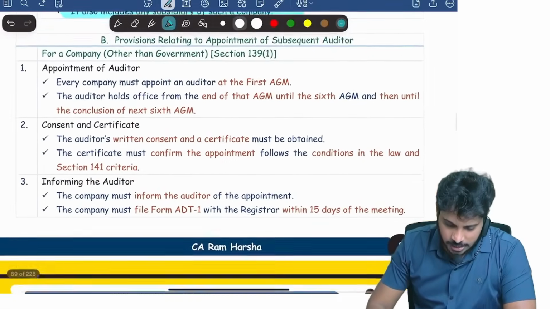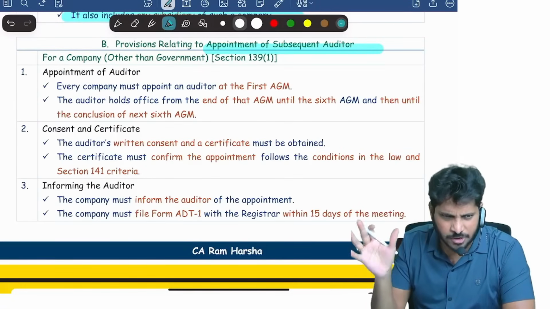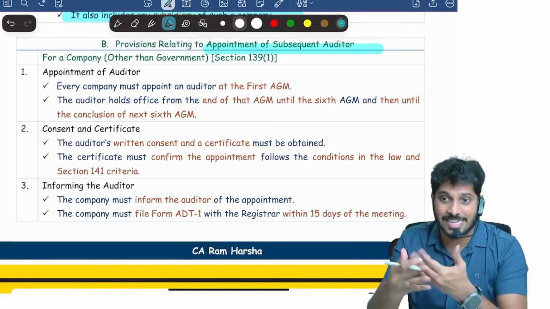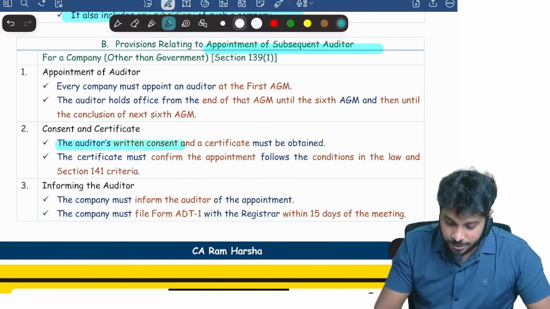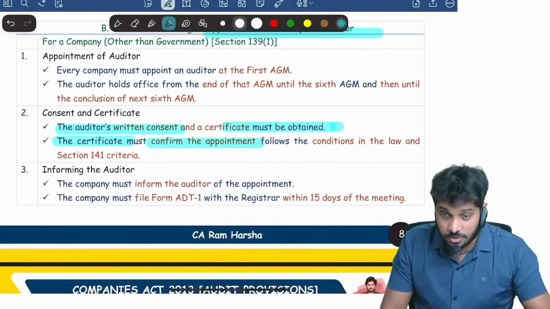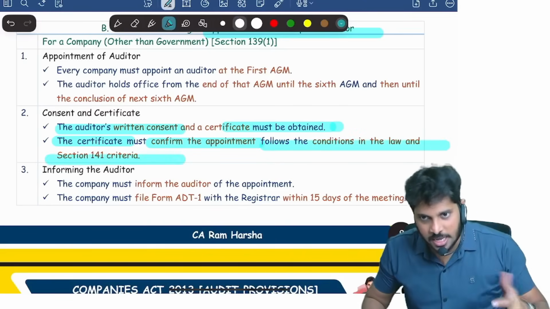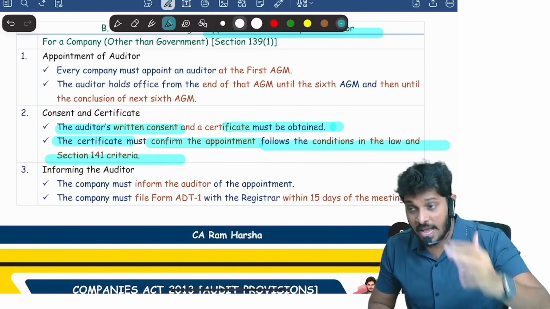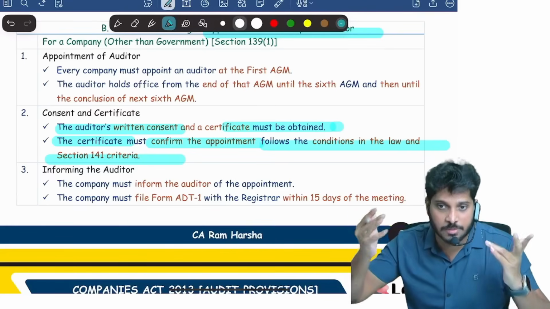Next. Before you appoint a first auditor or subsequent auditor, there is some formality. Get a certificate from him. What certificate? You should get written consent, and you should get a certificate. The certificate should clearly say that the appointment is as per the conditions given in Section 141. The auditor has to clearly state, yes, I am eligible, I am not disqualified. And in the certificate, he will also mention various pending cases against him. That also will be mentioned.